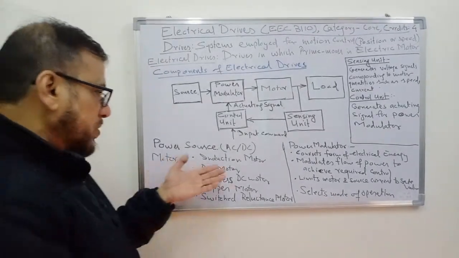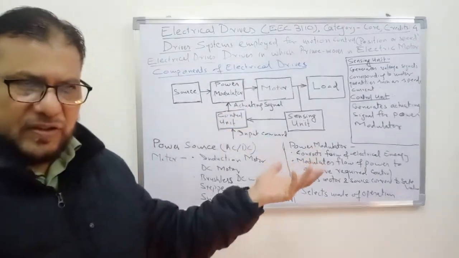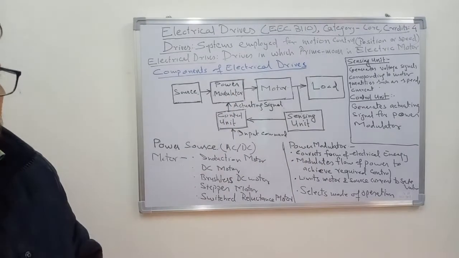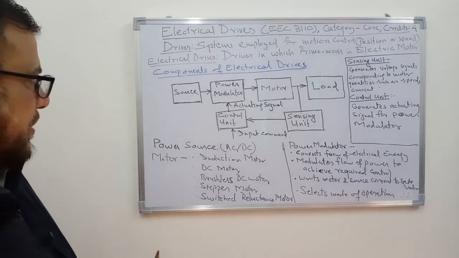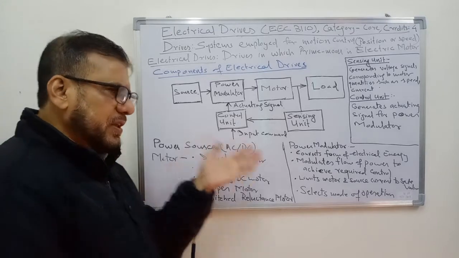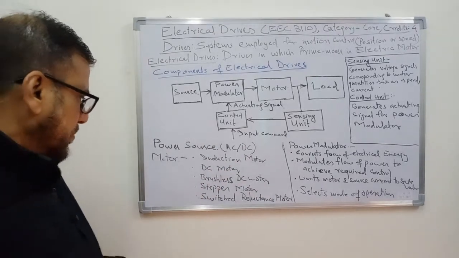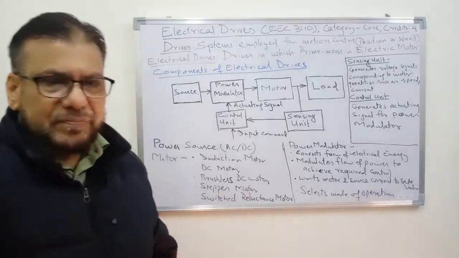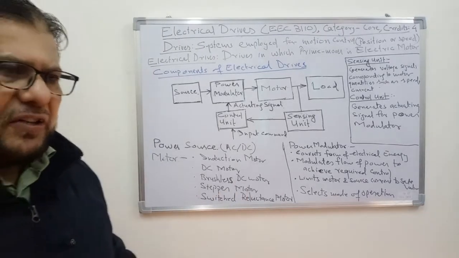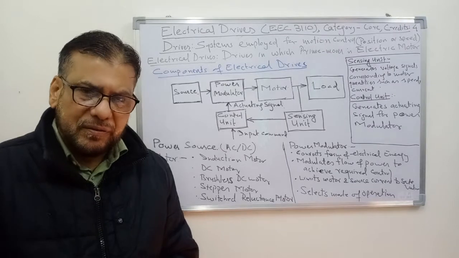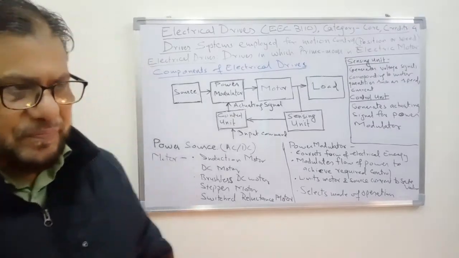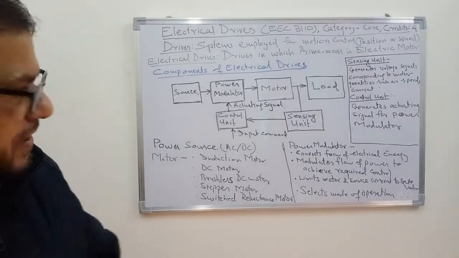So you may have an induction motor, or you may have a synchronous motor in some special cases. But usually the motor will be an induction motor. Nowadays, most of the drives are based on induction motors. You may also have a DC motor. It may be a DC shunt motor, a DC series motor, a DC compound motor, or any other type of DC motor.